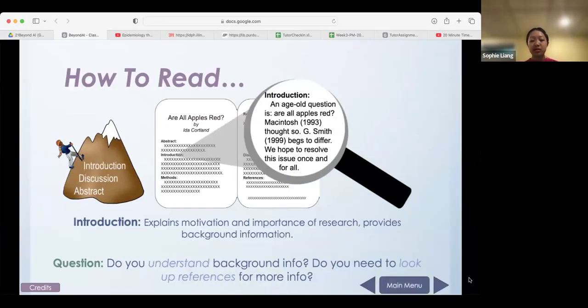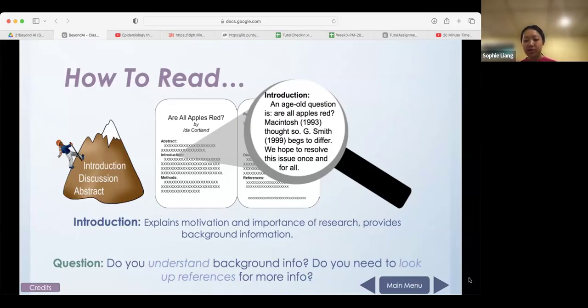Next is the introduction section. This is right after the abstract. The introduction explains the motivation and importance of research, that specific one, and provides background information. So you could talk about maybe it's important because nothing similar to it has ever been done before, something like that.